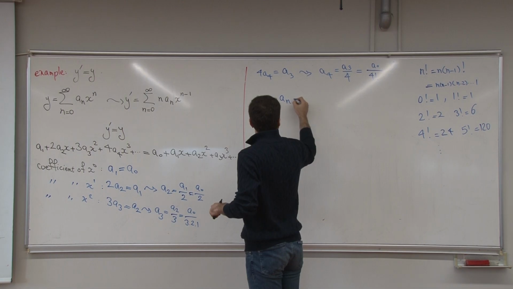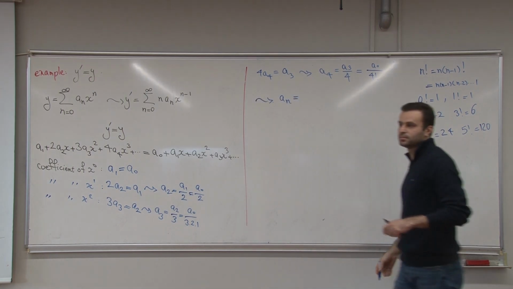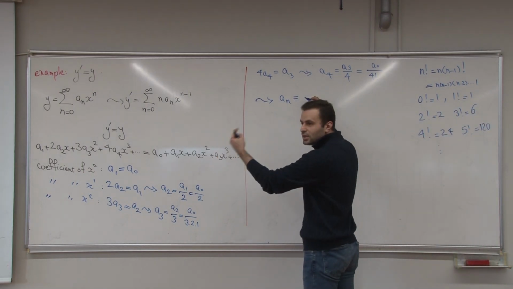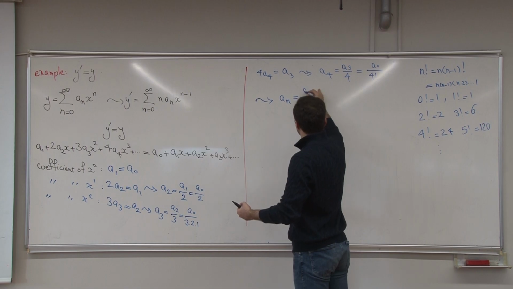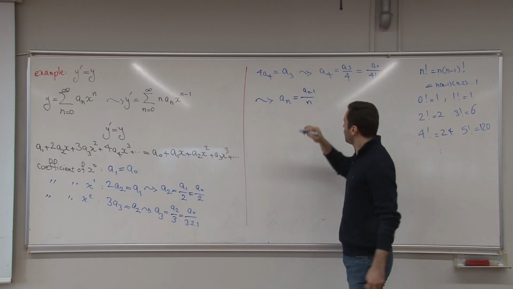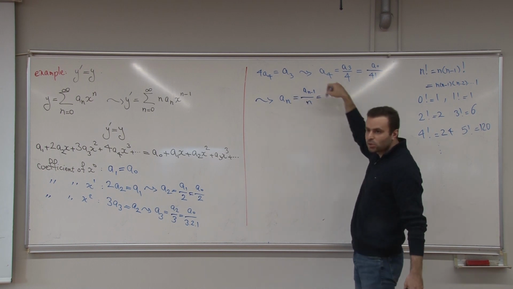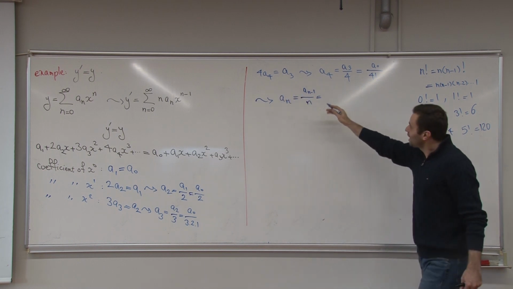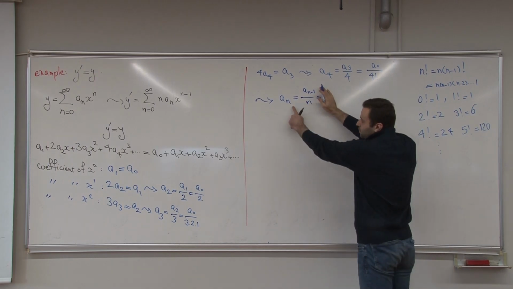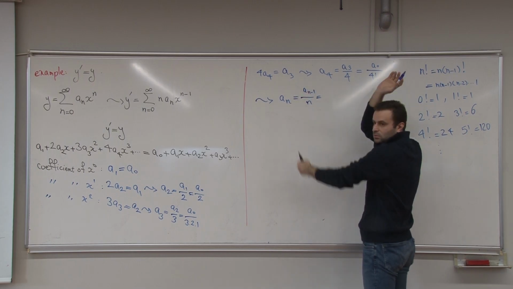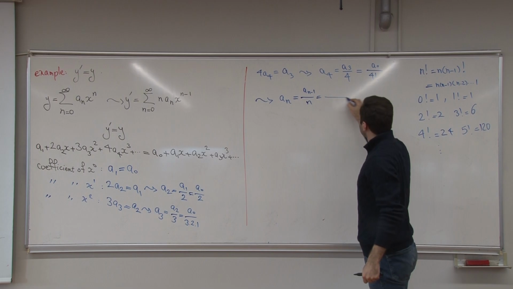Can you tell me what is an? a0 divided by n factorial. Yes. Actually, we have an equal to an minus 1 divided by n. And this is itself a recursive formula, right? It enables us to calculate the value of one higher n with respect to a lower one and some other coefficients. This is going to be a0 divided by n factorial.